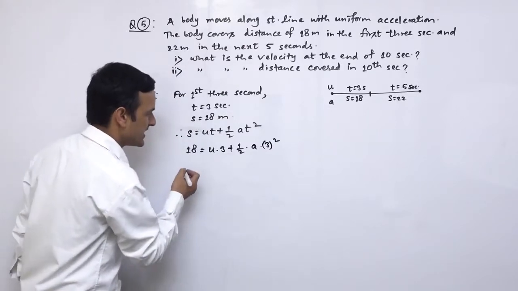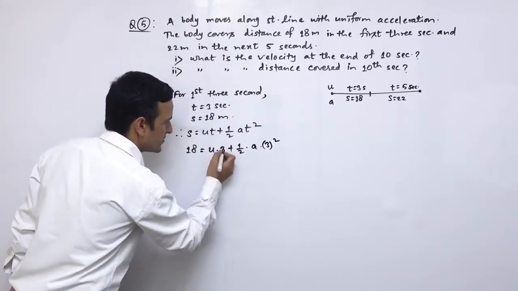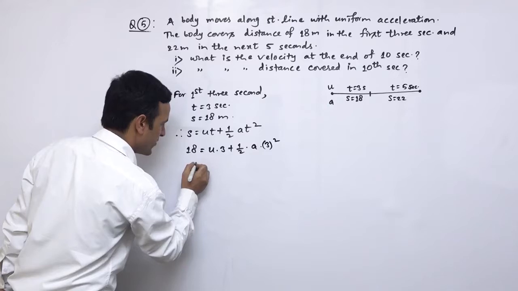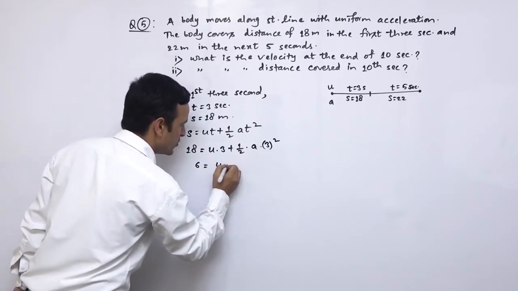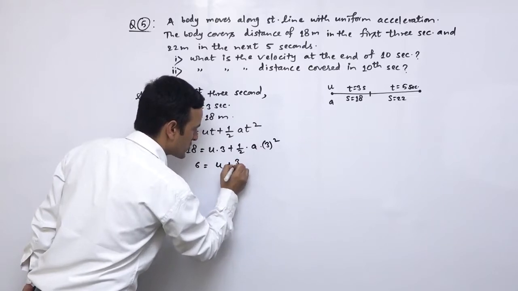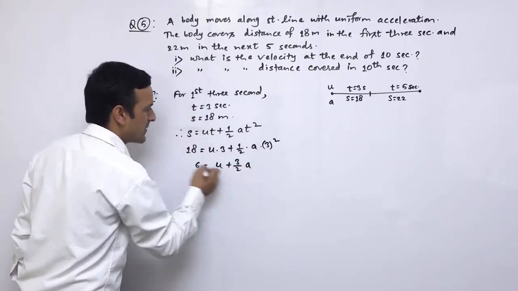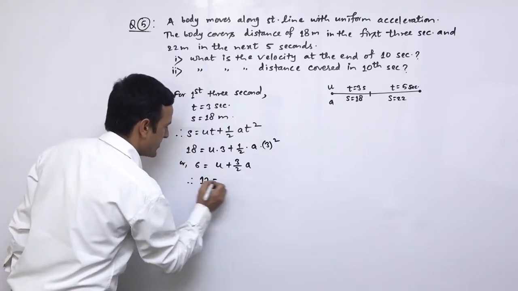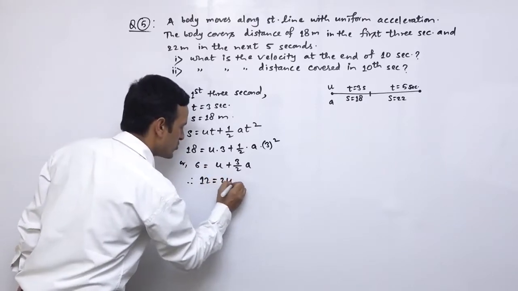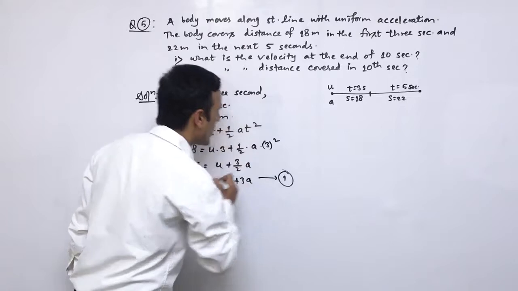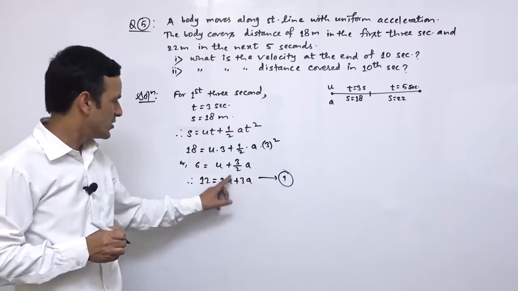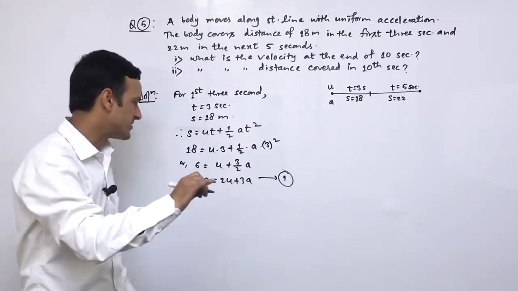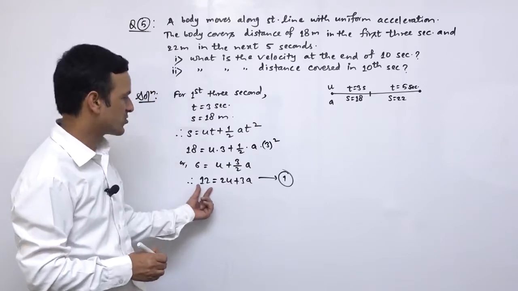So from here we get 3 common, 3 common and 3 common. So 3 is cancelled from everywhere. 3, 6 is 18 and u plus 1 of the 3 is here. So 3 by 2 times a. So if you multiply this one, then 2, 6 is 12 is equal to 2u plus 3a. So it is equation 1. It is equation 1. 2u plus 3a, 2, 6, 12. After taking LCM and cross multiplying, we get 2u plus 3a is equal to 12.